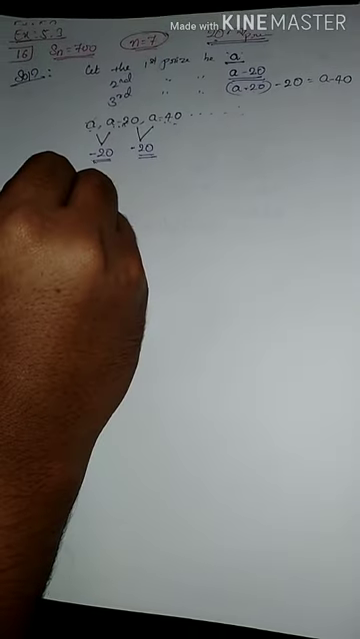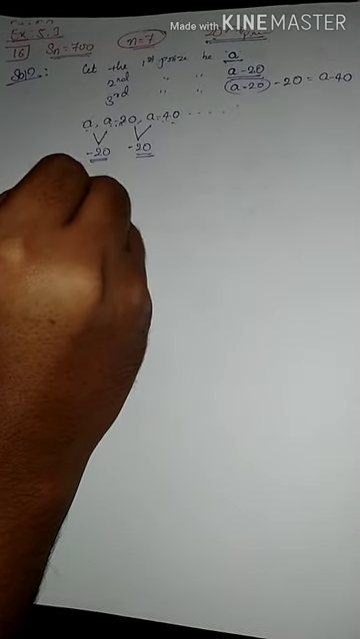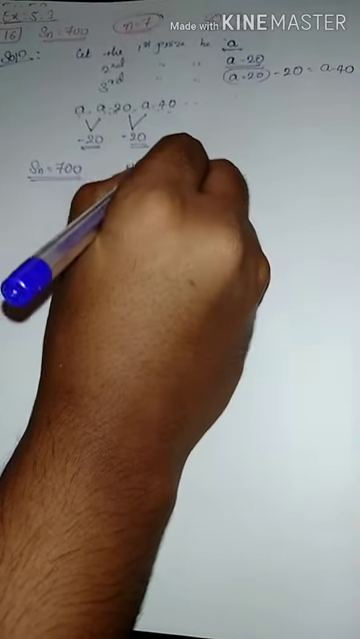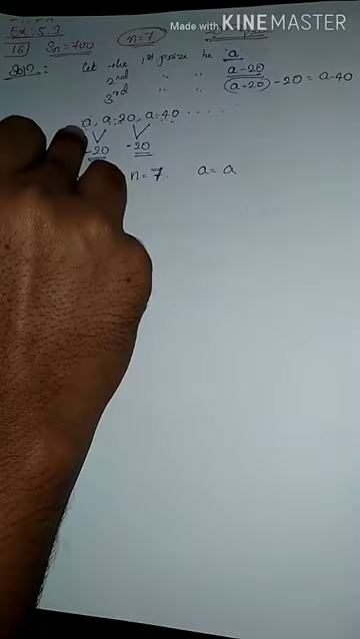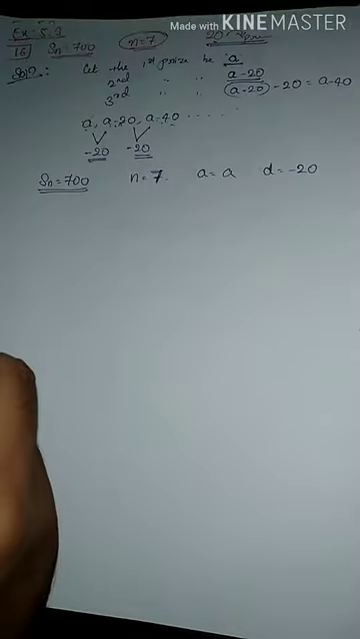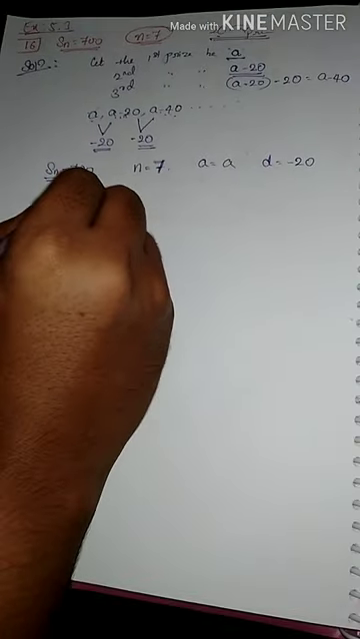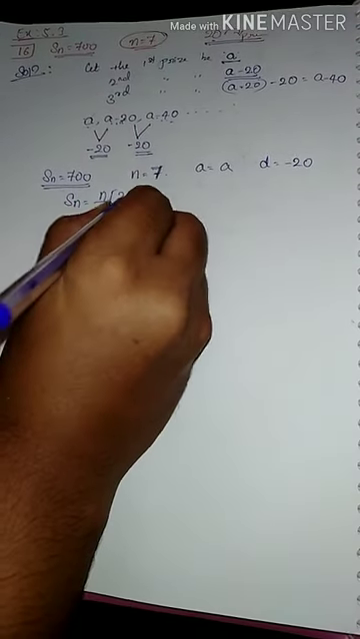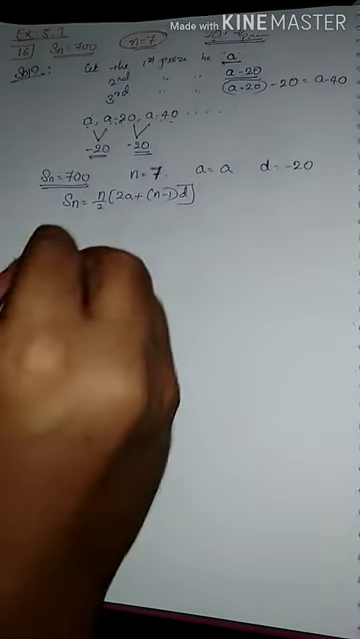Here sum is given. Sum is 700. So Sn is equal to 700 and number of cash prizes n is 7, and first term A is equal to A. Common difference D is equal to minus 20. But we know the formula to find the sum of n terms of an AP. The sum of n terms of an AP formula is Sn is equal to n by 2 into 2A plus n minus 1 into D, the formula to find the sum of first n terms of an AP.